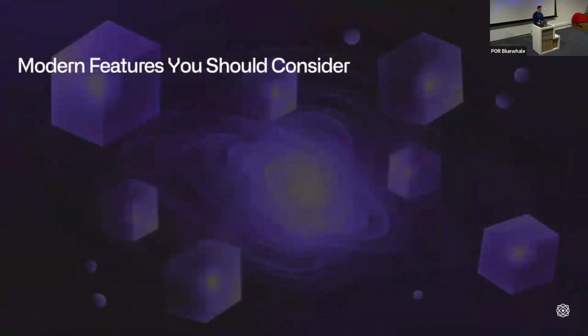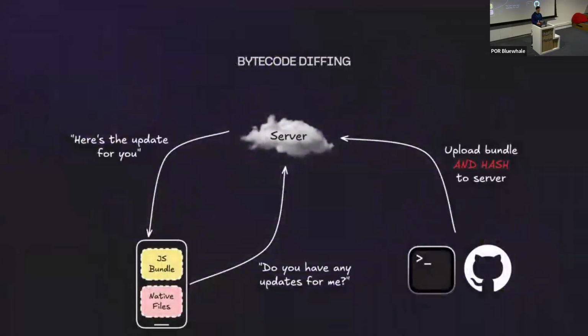But there are some modern features you should consider that maybe didn't exist before, especially if you are self-hosting. If you're self-hosting, it's probably because you work in a big enterprise or your client is a big enterprise, and they cannot host the bundles on some of these third-party servers because of security compliance. Then you go into the deep rabbit hole of self-hosting and having to do some of these things manually. So, some modern features you should consider if you're doing OTA.